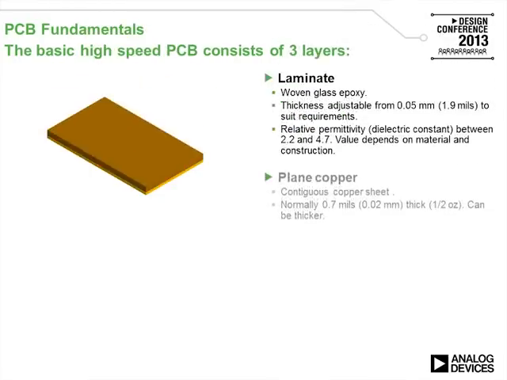On top of this copper plane, there is a laminate, and it's made up of woven glass epoxy. Thickness is adjustable. The thinnest usually is 0.05 millimeter or 1.9 mils. The relative permittivity, or dielectric constant if you like, is somewhere between 2.2 and 4.7. The value depends on the material.